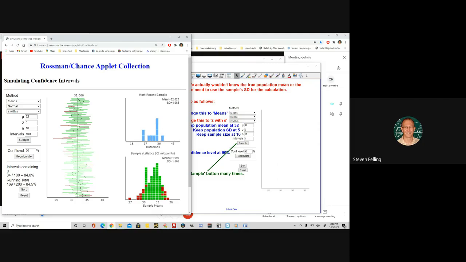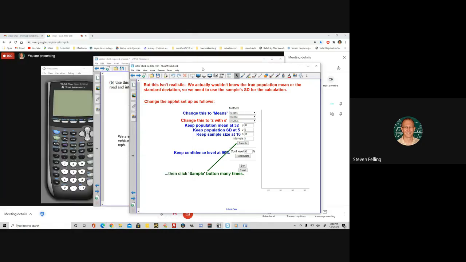This doesn't happen with the proportions problems, but this problem does happen with numerical data. So let's take a quick look at why this is happening.